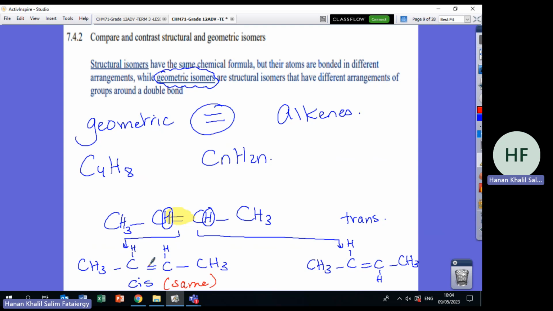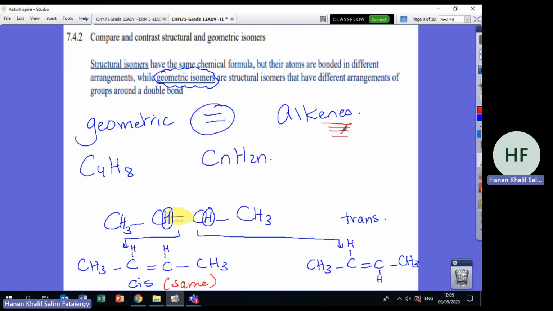That's why geometric isomers are only for alkenes that have a double bond. I cannot do geometric isomers for a single bond or for a triple bond, because in a triple bond there will not be any H. Triple bond from here and single bond from here. This is 4, so no H's. In a single bond there will be 2 H's up and down, and here 2 H's up and down. So geometric isomers, be careful, are only for alkenes.